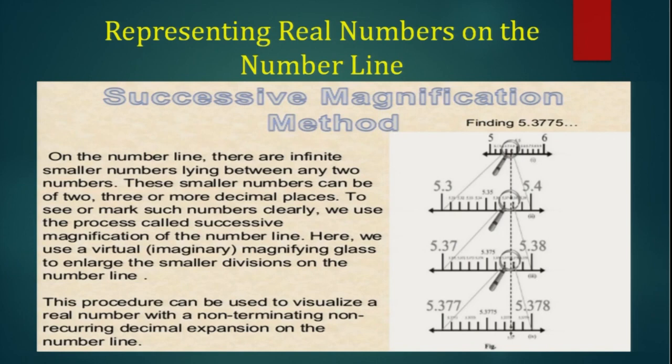On the number line, there are infinitely many smaller numbers lying between any two numbers. These smaller numbers can be of 2, 3 or more decimal places. To see or mark such numbers clearly, we use the process called successive magnification of the number line. Here, we use a virtual magnifying glass to enlarge the smaller divisions on the number line. This procedure can be used to visualize a real number with a non-terminating, non-recurring decimal expansion on the number line.